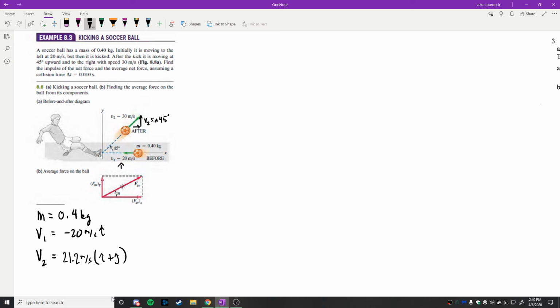Our goal is to figure out the force acting on this object, basically the force that the foot places on the ball. Something that I want you to think about before we solve this is the angle that the force makes. Do you think it's going to be greater than 45, equal to 45, or less than 45? I'll just type it because that's probably the best way to do it.